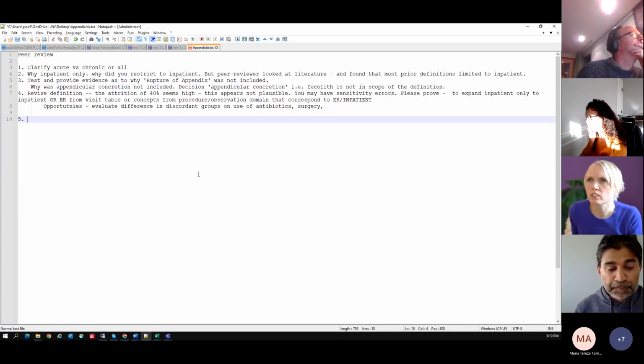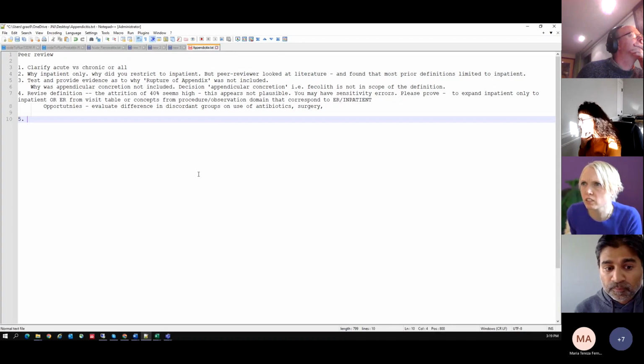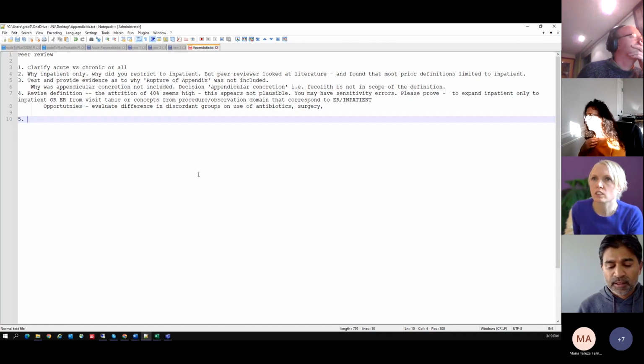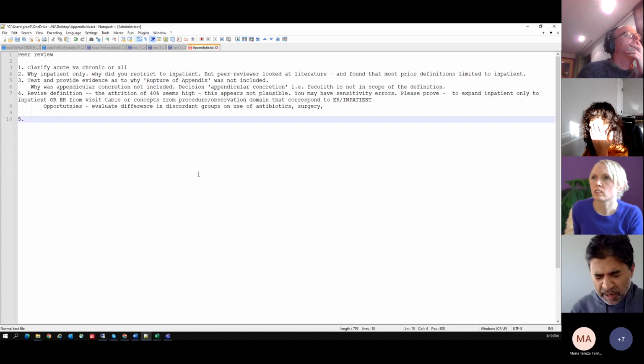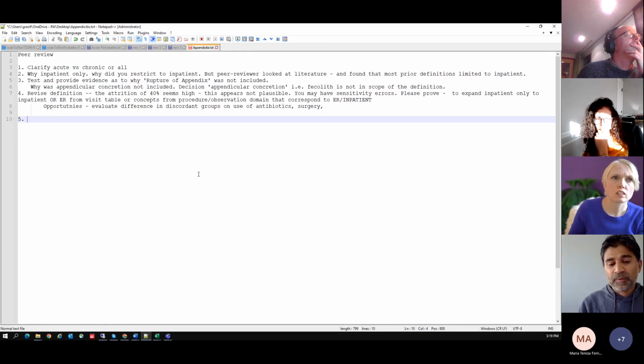Didn't the original diagnosis include ER? It did. So Andrea, the comment here, and this is an assertion, is that there are people who the data is not classifying as inpatient or ER, but who seem to have procedures and care patterns that are consistent with inpatient or ER.